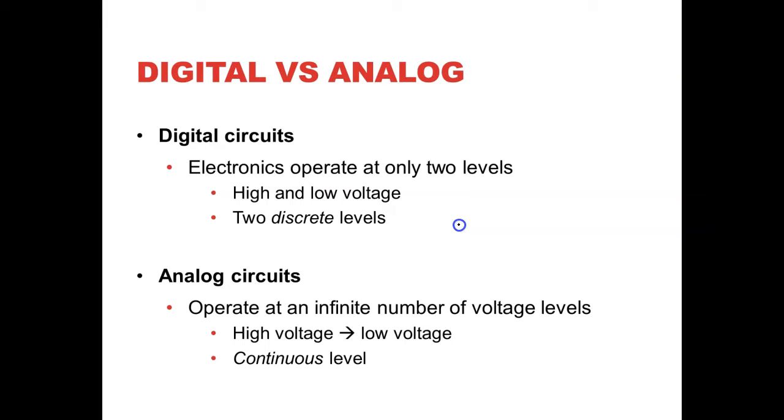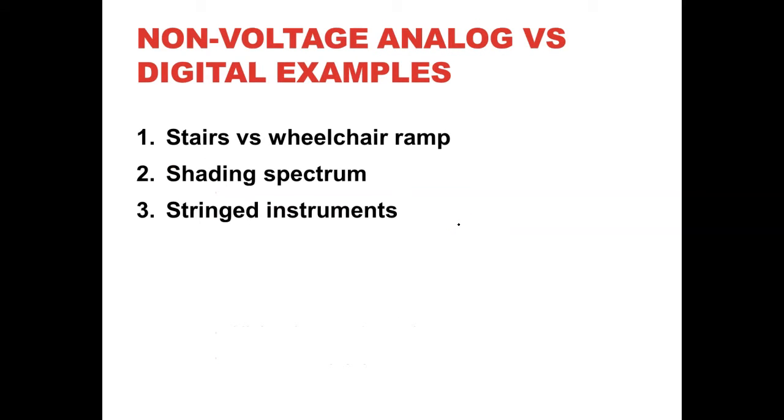Analog circuits, in comparison, they operate at a high voltage and a low voltage, but they operate at every voltage in between as well. So this is considered continuous level or a continuous spectrum. So once again, digital, you got two discrete levels. Analog, you have a continuous level. So what we're going to do is look at a couple of examples here, and the examples are stairs versus a wheelchair ramp, some shading, and then I got to make some noise with my instruments here.